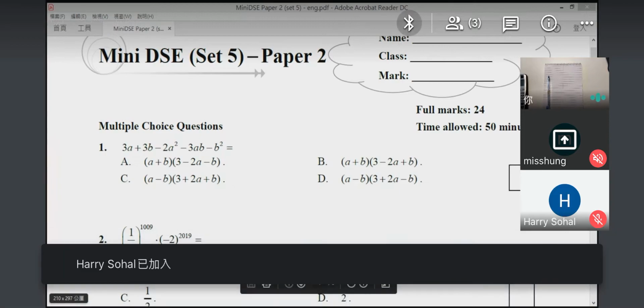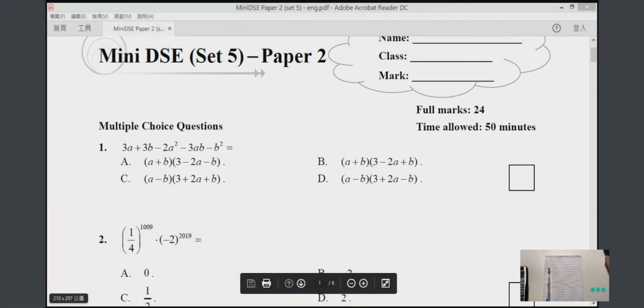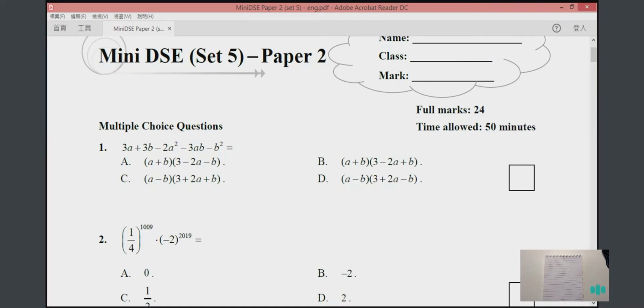Hello Harry, 又係得你一個啊？而家其他人唔知喺邊啊？So now it's 3:15.